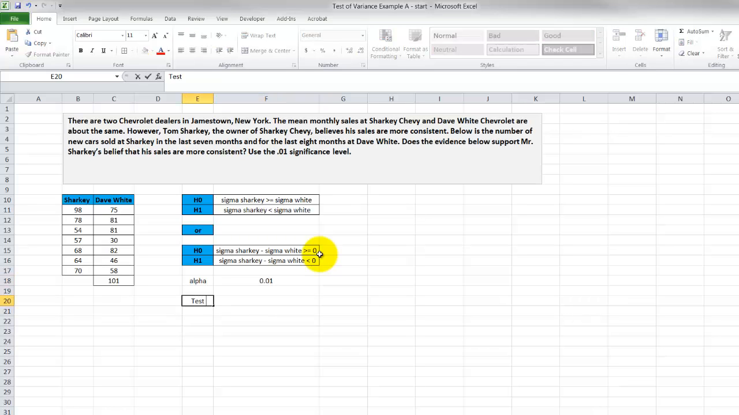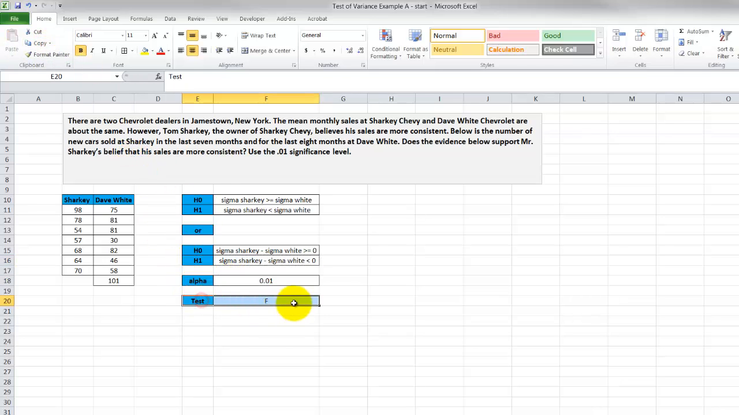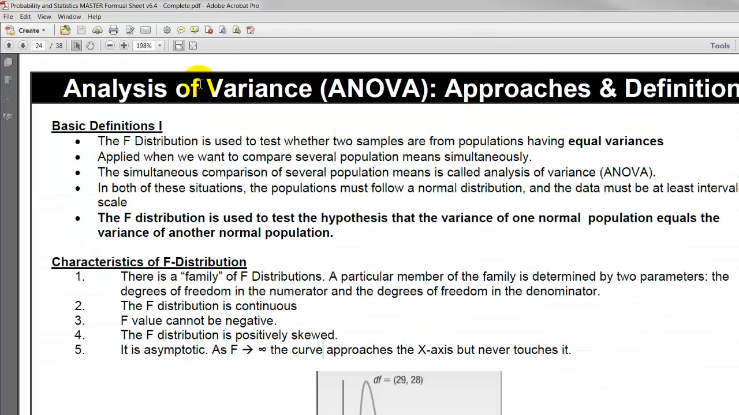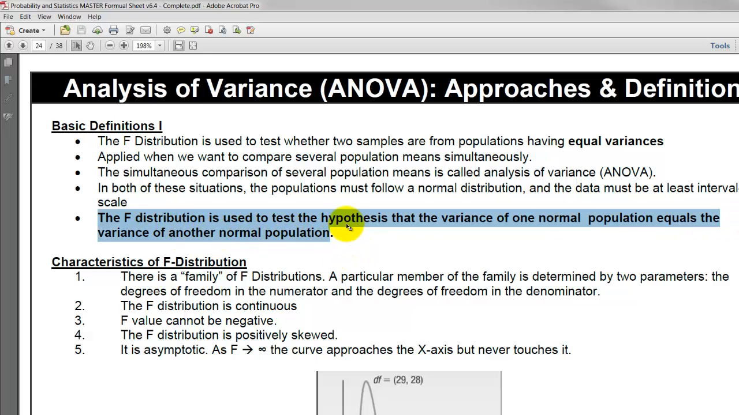The test that we're going to run is no longer a T or a Z. T and Z are for testing the mean. We're going to test the F. So once I finish this format, I want to talk about this F distribution a little bit. So let's open up our formula sheet. Underneath this section, analysis of variance, we have some notes essentially. The F distribution is used to test the hypothesis that the variance of one normal population or sample equals the variance of another normal population or sample.